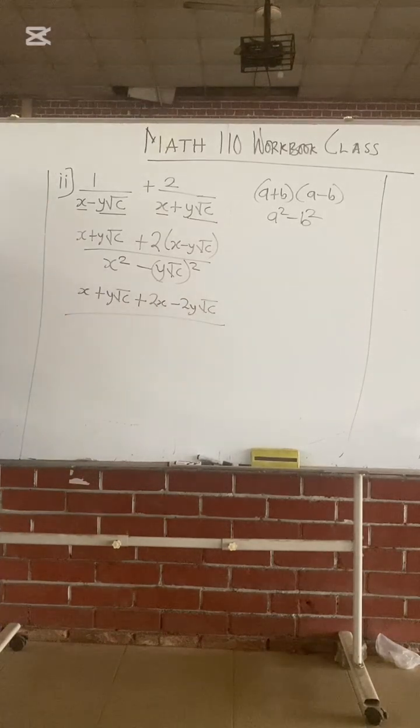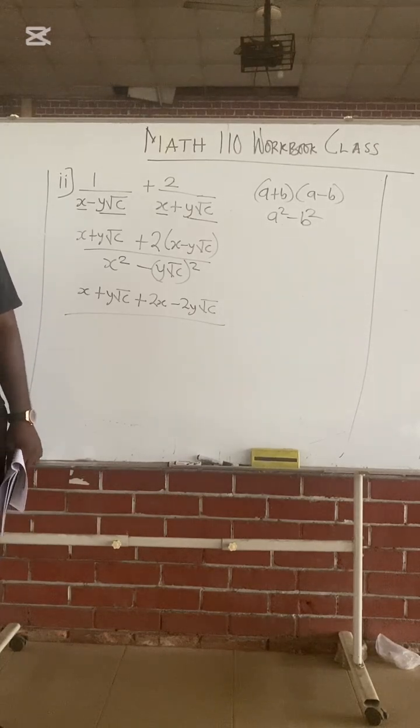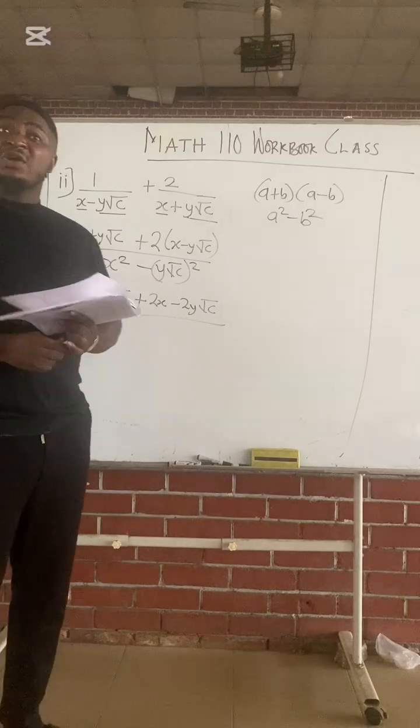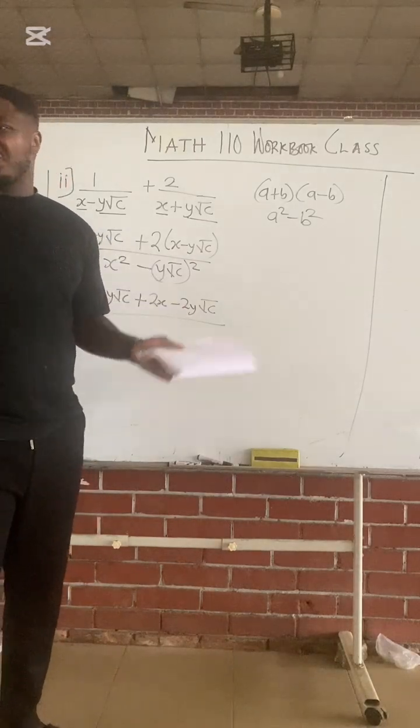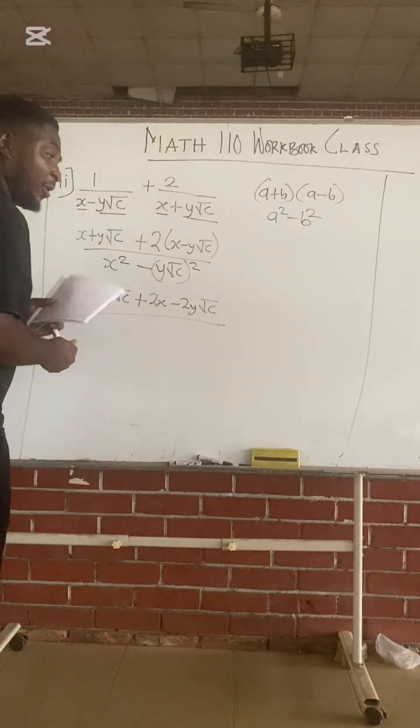Class, this kind of question will not have a final definite answer. We'll just simplify it to the simplest possible form, because we don't know who is x, we don't know who is y, we don't know who is c. So this kind of question will not have a final answer like 2 or 3 or 4. Just simplify it to the simplest possible form.